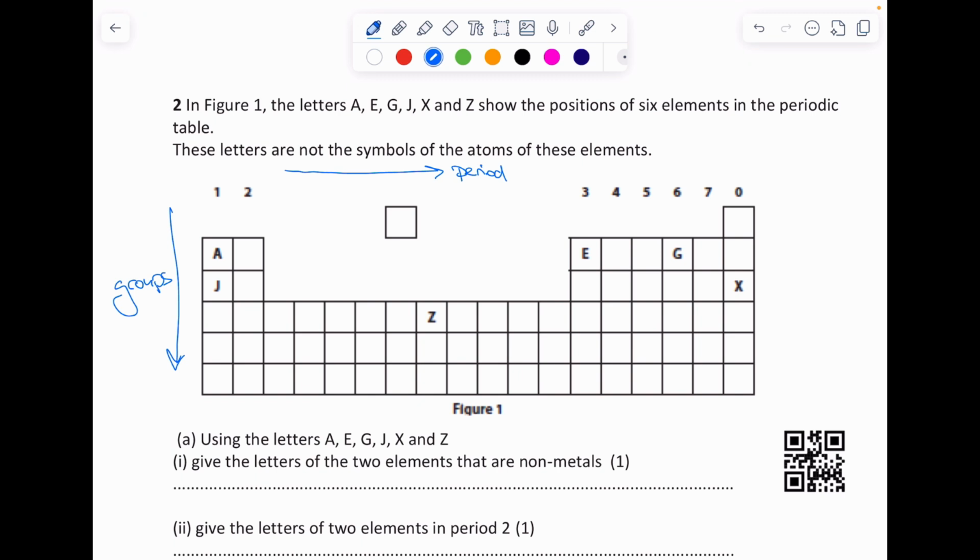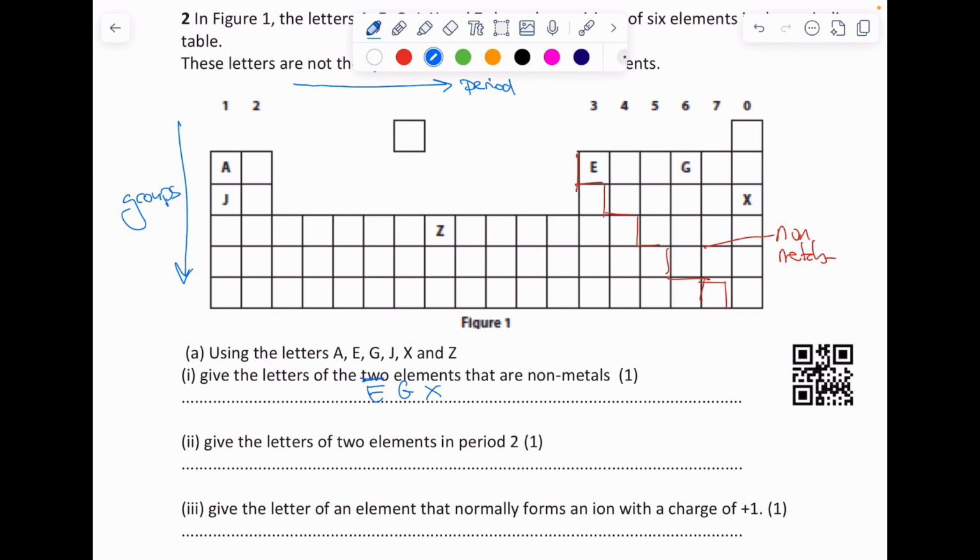So non-metals, again, if you remember some of the knowledge over here, you've got a set of steps that comes down, and everybody on this side of that line are the non-metals. So you could have the letter E, letter G, letter X, but you only need to pick two. So just pick two of those to get the marks in that question.